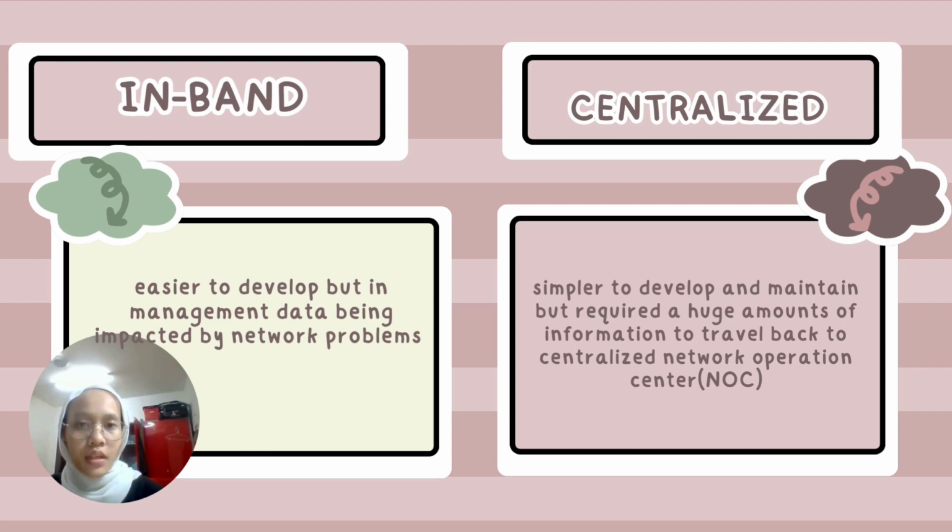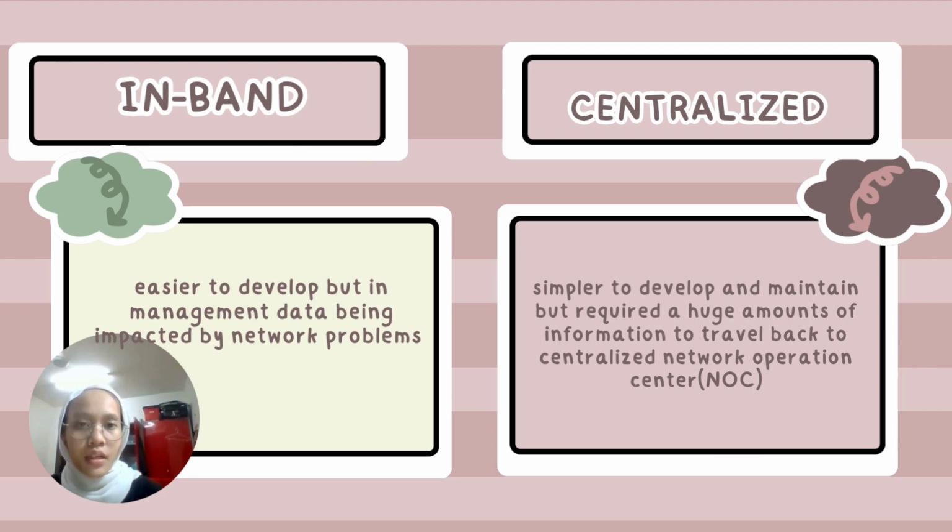So there are two types of network management architecture, which are in-band and centralized. In in-band, it's easier to develop, but management data is affected by network problems. And for the centralized, it's simpler to develop and maintain, but requires a huge amount of information to travel back to a centralized network operation center, which is the NOC.